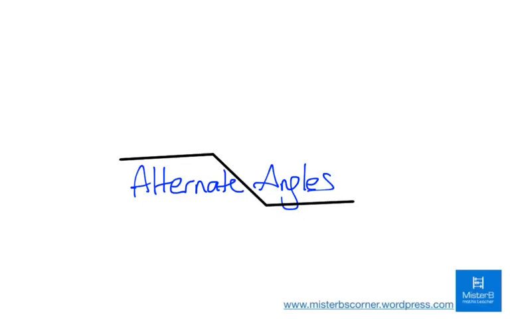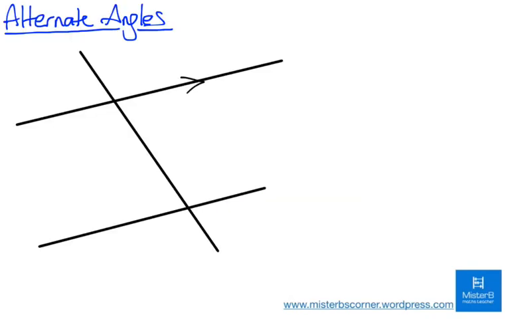In this video, we are going to talk about alternate angles on parallel lines. Now, when you have two parallel lines cut by another line, you have 8 angles, 4 of which are here. Let's say 1, 2, 3, 4, and 4 of the others are here, 5, 6, 7, 8.